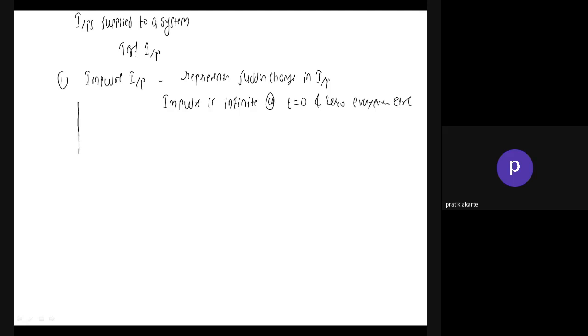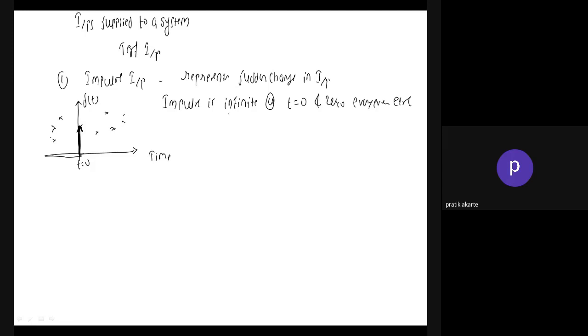Let me represent this kind of input in the form of a graph. This is time on the x-axis, and on the y-axis I'll be putting the input. This is what we call an impulse input. At t equal to 0, the value of the impulse is infinite. It can reach up to an infinite value. But in all other regions, it has a zero value.